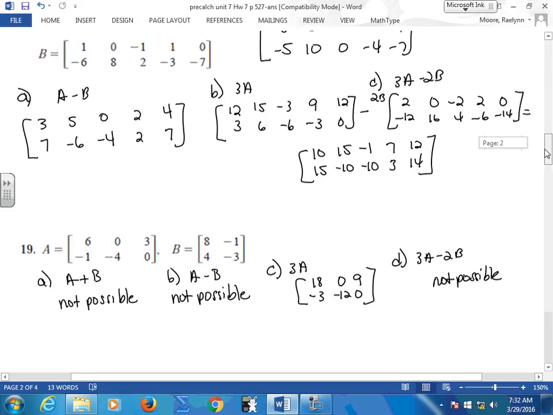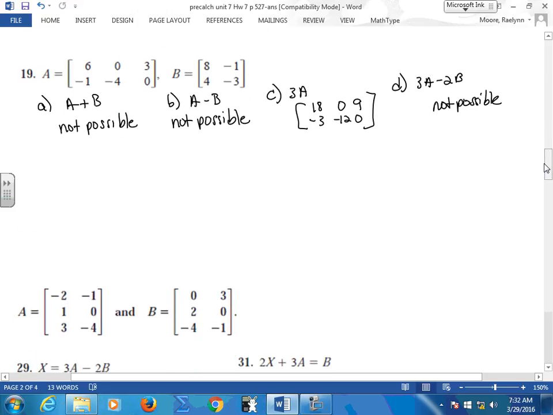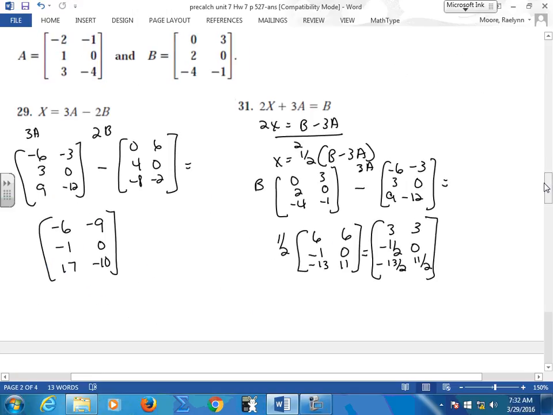And 19 is not the same dimensions, so you could not add or subtract them, but you could multiply by a scalar. But then when it got to this subtraction, you couldn't do that. And just say not possible. Oh, I put undefined. Undefined, not possible. No solution. Just don't give me zeros in the matrix or leave it blank.